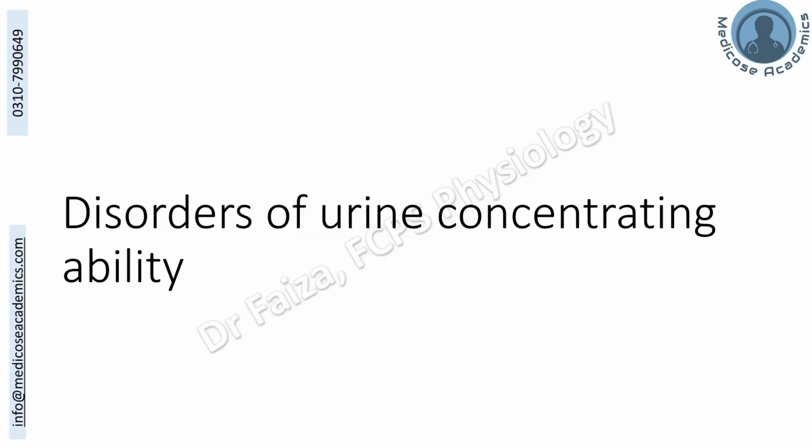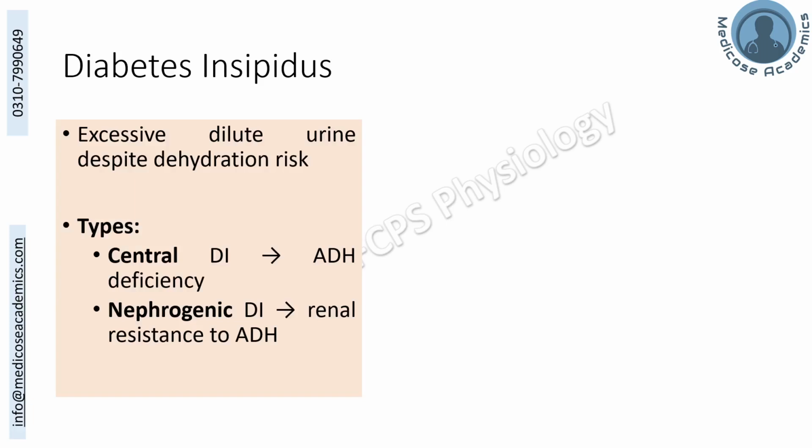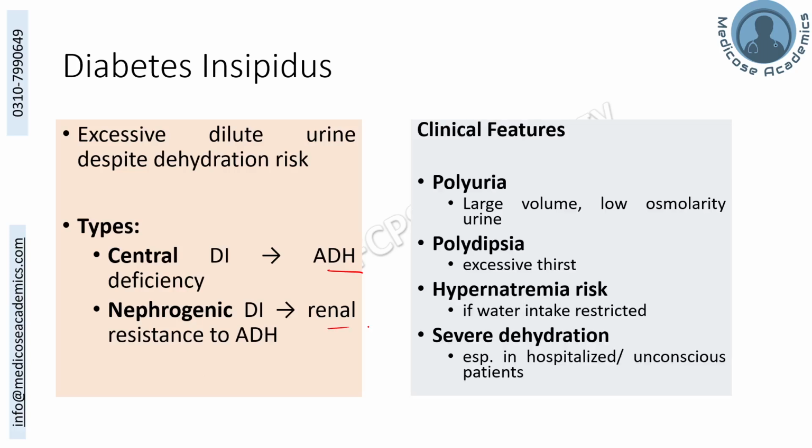And finally, the disorders of urine concentrating ability, as you must be knowing, the diabetes insipidus. This is signified by the excessive dilute urine formation despite the person is dehydrated or at risk of dehydration, and the primary pathology is either the absence of the ADH, like in the central diabetes insipidus, or the absence of the ADH receptors or malfunctioning of the receptors in the nephrogenic diabetes insipidus.